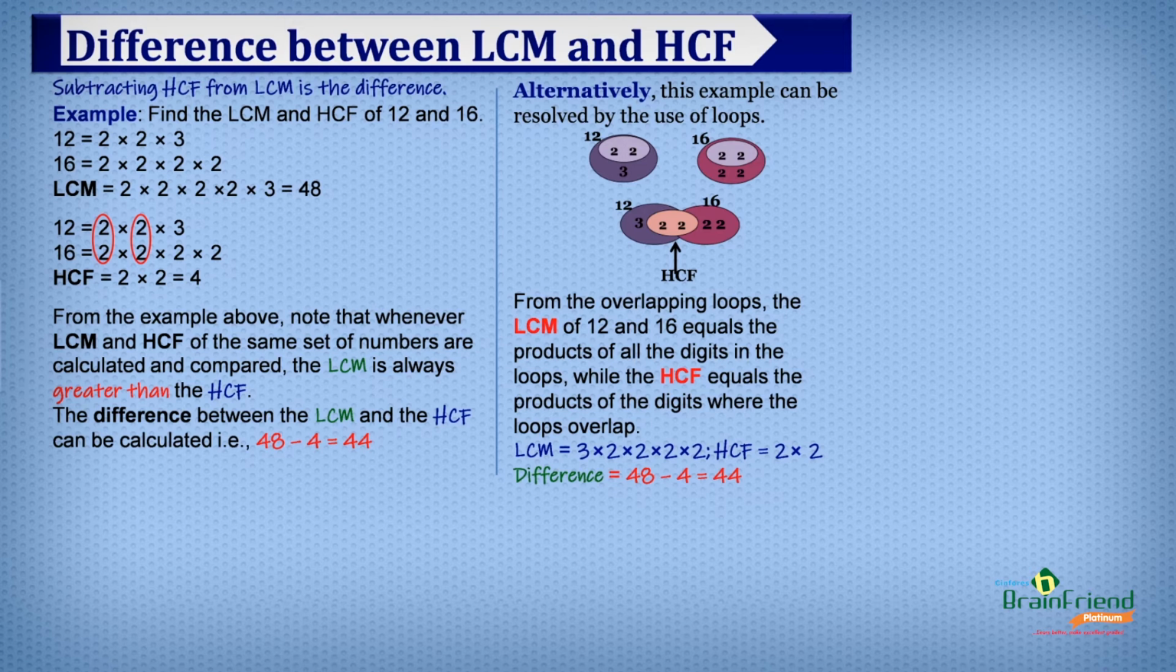before we go ahead to find the difference. Now, to find the LCM of 12 and 16, we use the factor method. Now, you can see the number 12, and here are the factors of 12. We have 2 multiplied by 2 multiplied by 3. These are the factors of the number 12. For the number 16, we have the factors listed. We have 2 multiplied by 2 multiplied by 2 multiplied by 2.